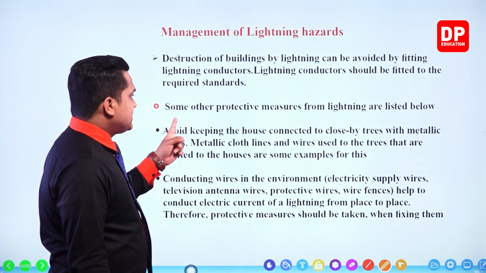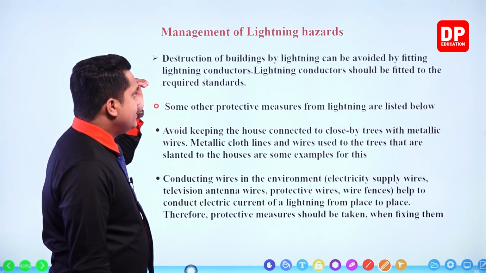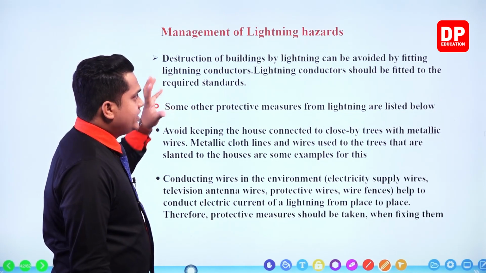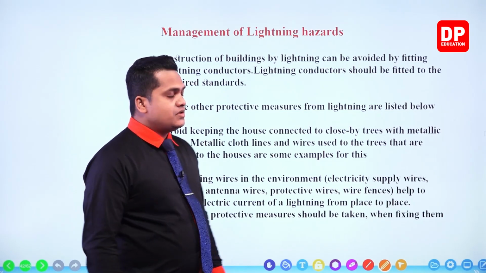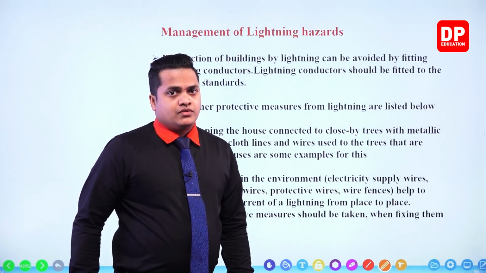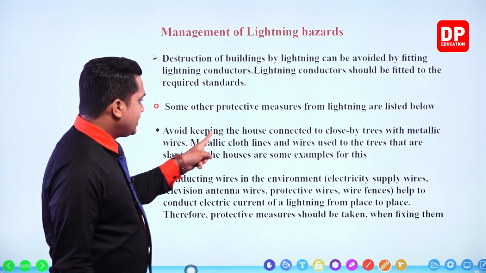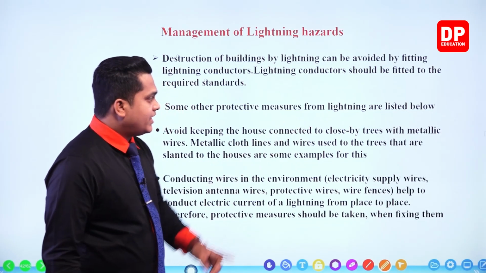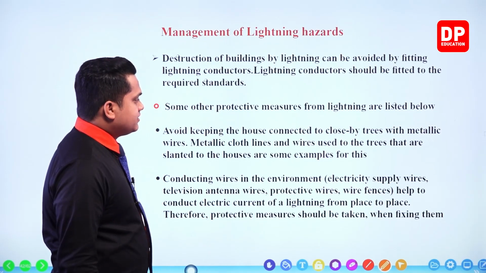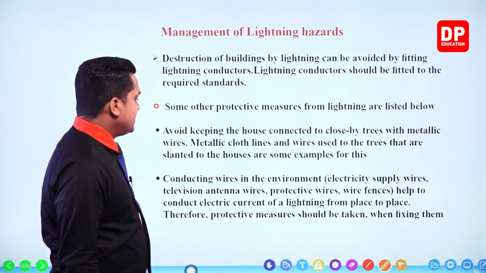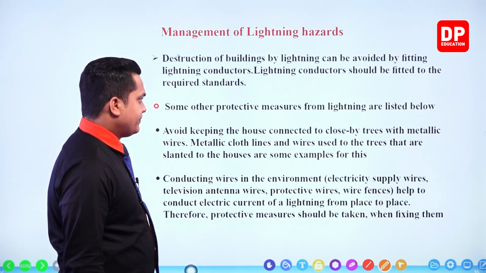Next one. Some other protective measures from lightning are listed below. Other than fixing lightning conductors, these are also some things we can do in order to get protection from lightning. First, avoid keeping the house connected to nearby trees with metallic wires. Metallic cloth lines, and wires used on trees that are slanted towards the houses, are some examples of this.